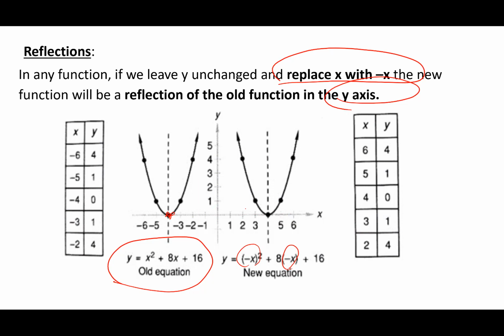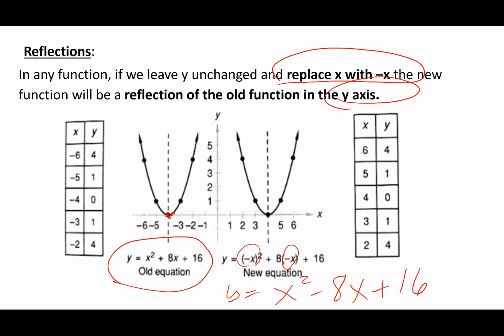So if you want to reflect a graph across the y-axis, you replace all the x's in the equation with negative x. And so this final equation would just be y equals x squared minus 8x plus 16.